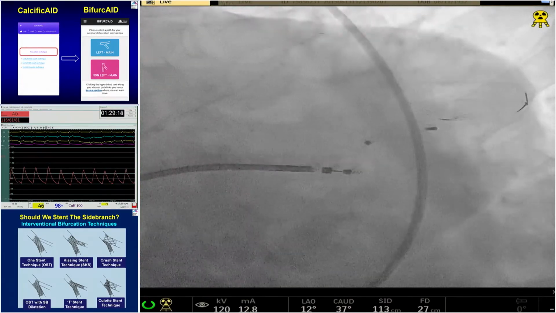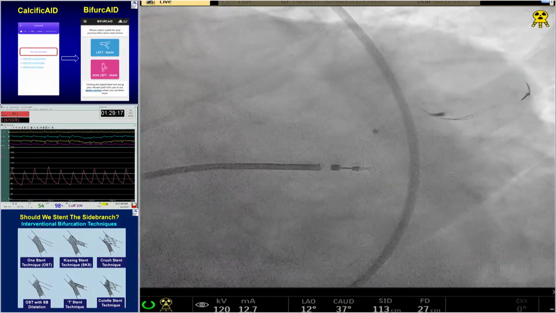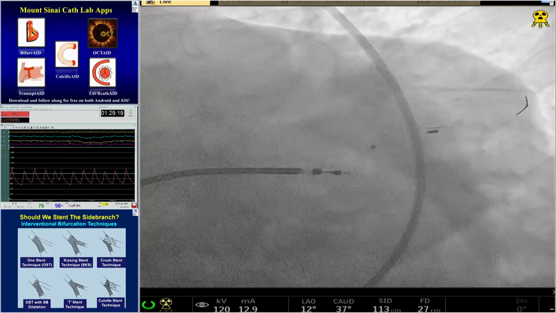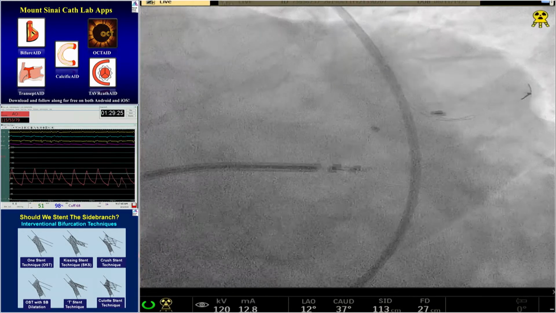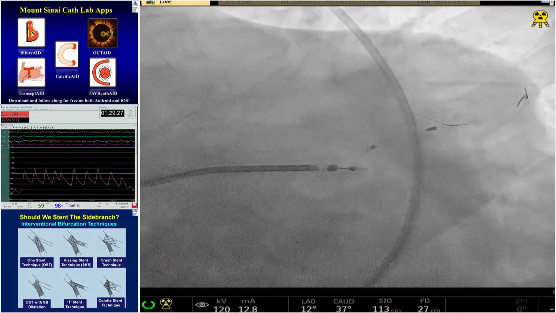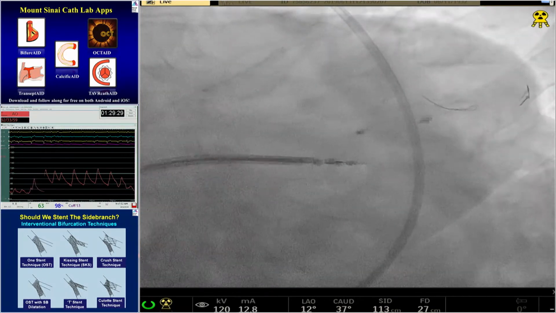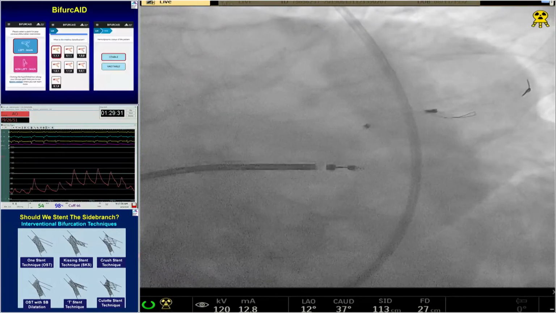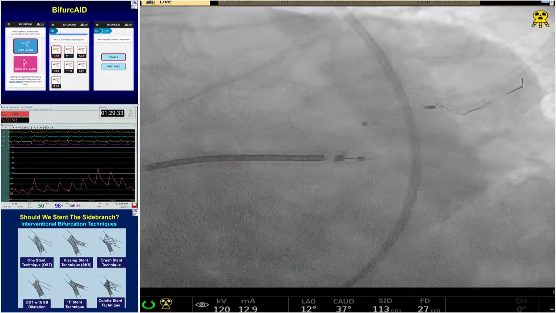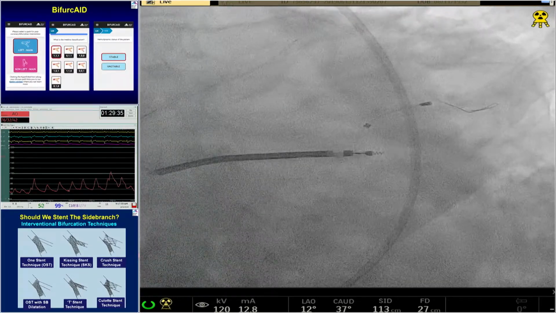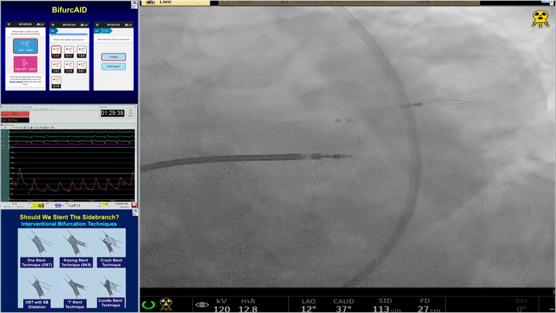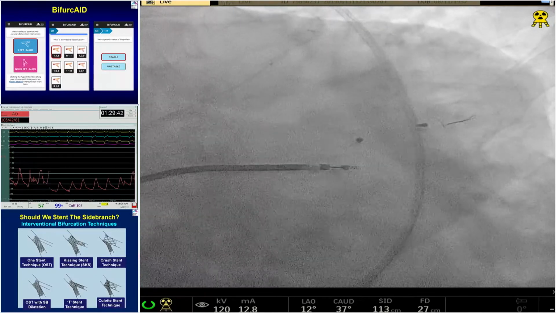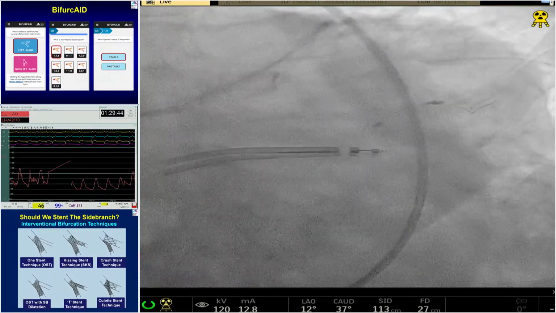And then what we will do is take out the SDS and the wire from the side branch. We have a 3.5 by 38 from left main to LAD already placed. So that covers your LAD lesion as well, because I thought you went a little bit deeper, more distal, but let's see what happens. It looks like you got a very long stent. I'm going to pull back now, because the ostium of the left main has to be covered. Not the true ostium, I think it's just the body.